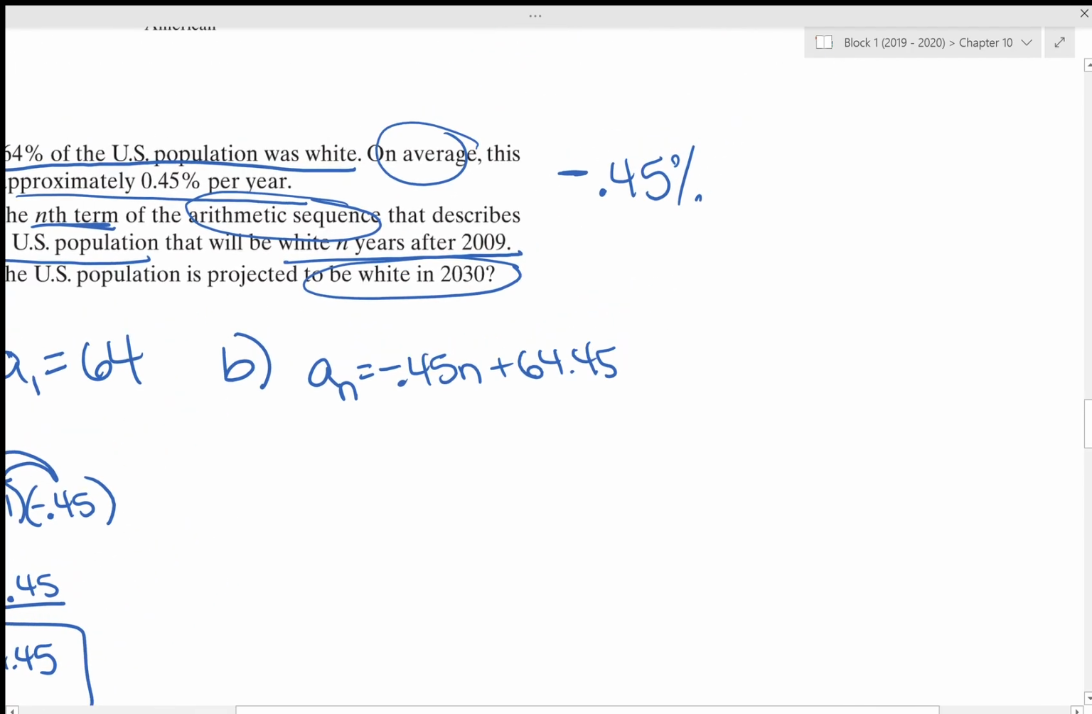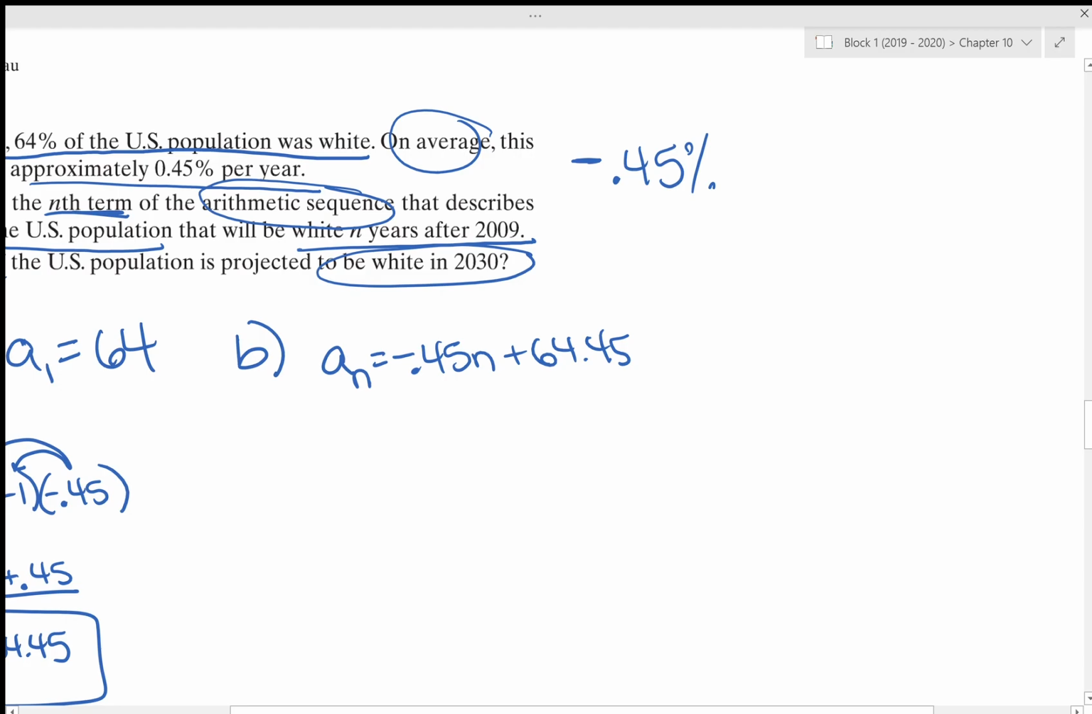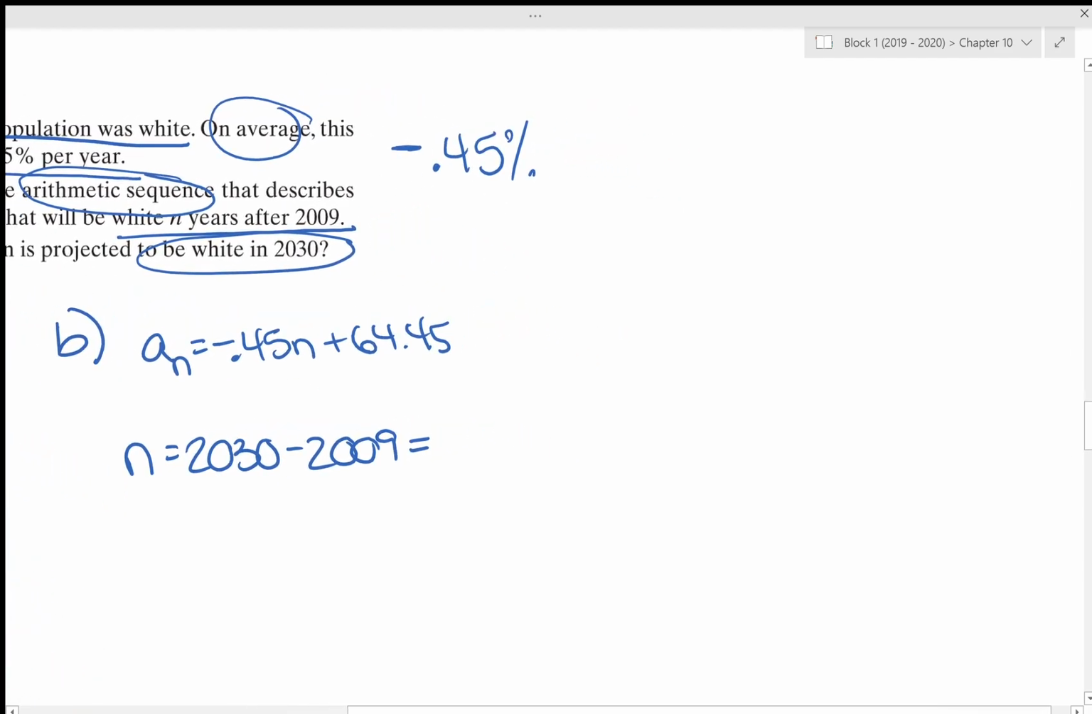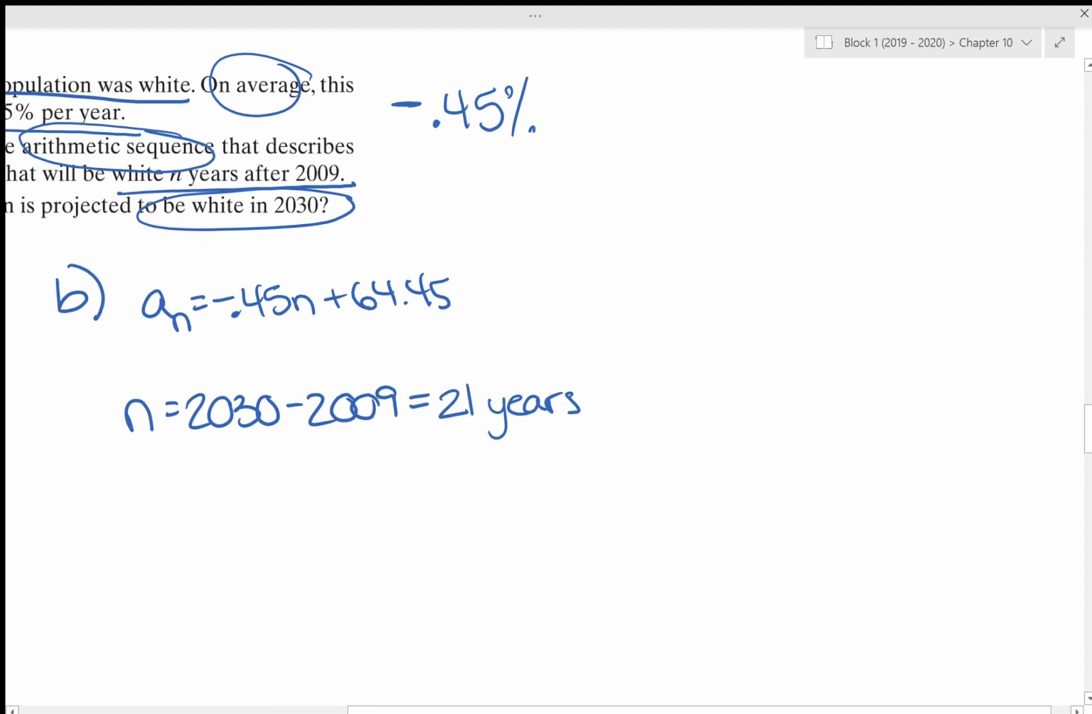But now what we're going to have to do is figure out, for the year 2030, my n, how many years have passed from 2009 to 2030? So basically, if I do the subtraction, I'm going to have 21 years. All right, so my n is going to be 21 that I'm going to plug in to figure out this projection. So I'm going to find a of 21 to figure out that projection for the year 2030. And I'm going to do negative 0.45 times 21 plus 64.45.